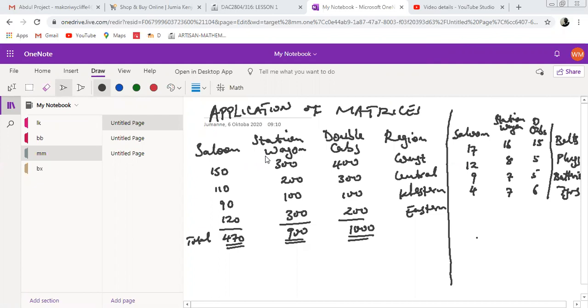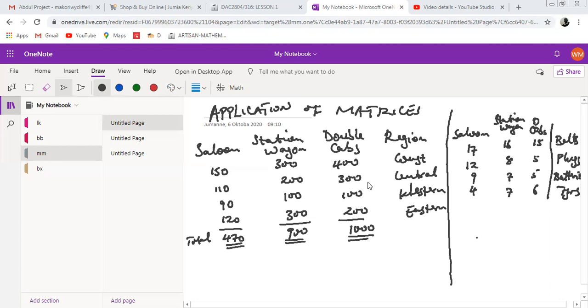We had three categories of vehicles: the saloon cars, the station wagon, and the double cabin, and we were given the number of these vehicles per region. We had coast region, central region, western region, and eastern region. So we have 150 saloon cars in the coast, 300 station wagons in the coast, 400 double cabins in the coast, 110 saloons in the central, 200 station wagons in central, 300 double cabins in central, and so on and so forth.